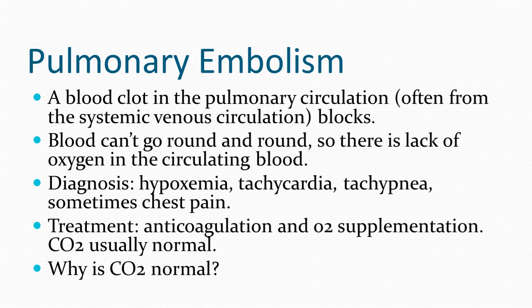Pulmonary embolism: a blood clot in the pulmonary circulation, often from the systemic venous circulation, causing a block. Blood can't go round and round, so there is a lack of oxygen in circulating blood. Diagnosis: hypoxemia, tachycardia, tachypnea, sometimes chest pain. Treatment: anticoagulation and O2 supplementation. CO2 is usually normal.